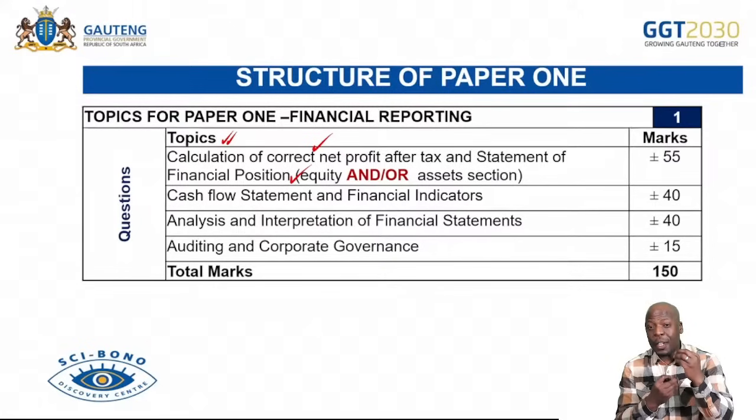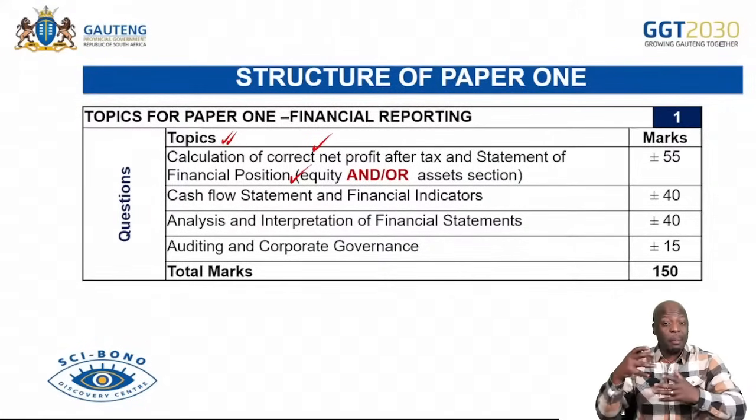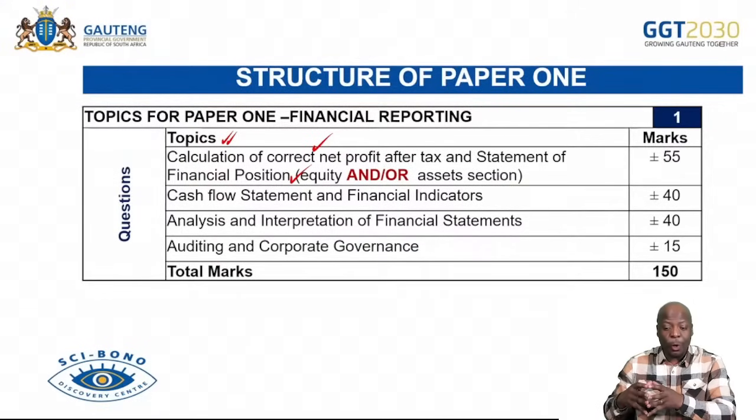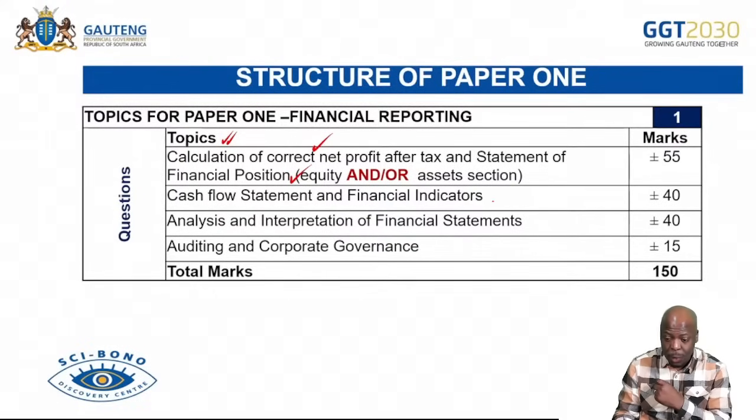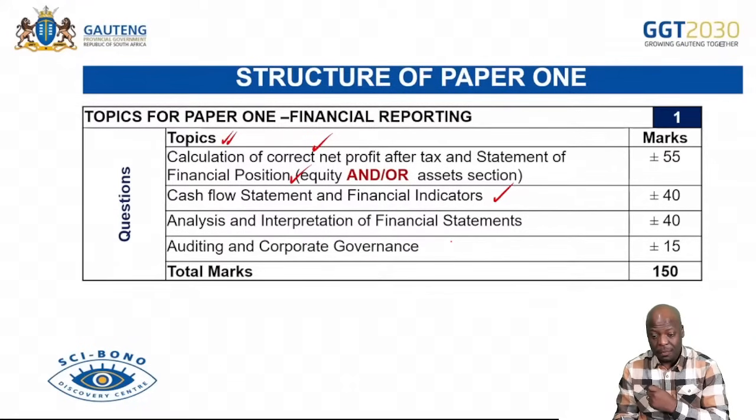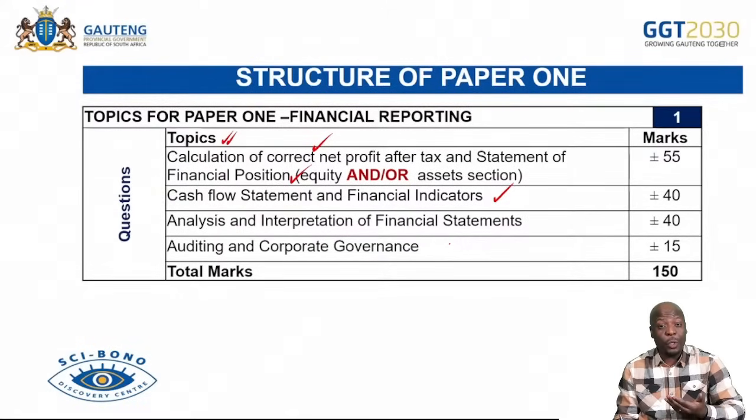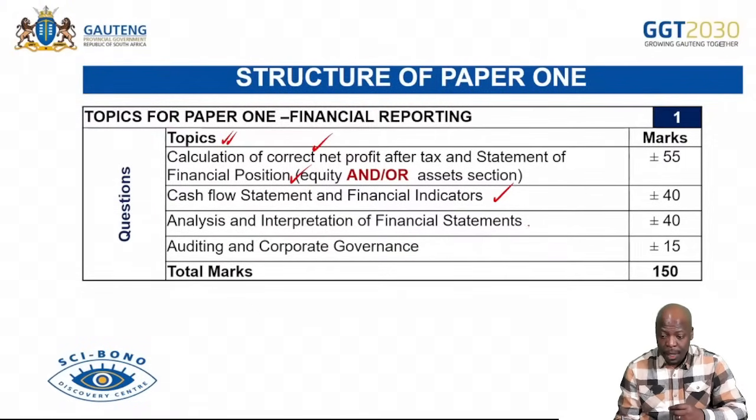In the statement of financial position, it can be the entire thing, or it can be a section, your assets, or it can be your equity and liabilities section. So all the options must be covered. And then the next one is your cash flow statement and financial indicators. Remember, you need to be able to calculate financial indicators. You must know your formula sheet. You must know the formulas to your financial indicators so that you're able to calculate. Your analysis needs to be considered as well. So analysis and interpretation of financial statements will also be part of the paper.